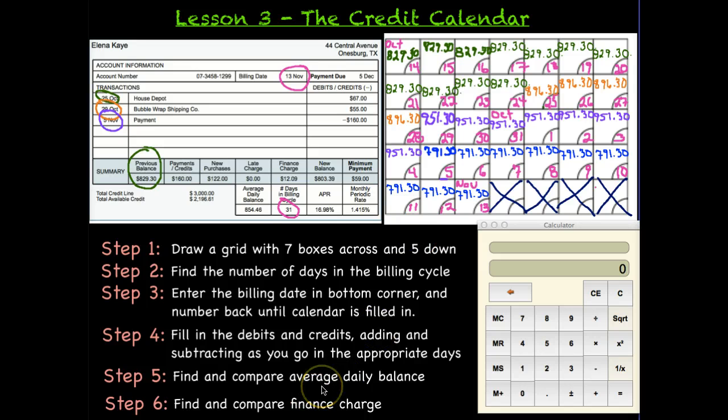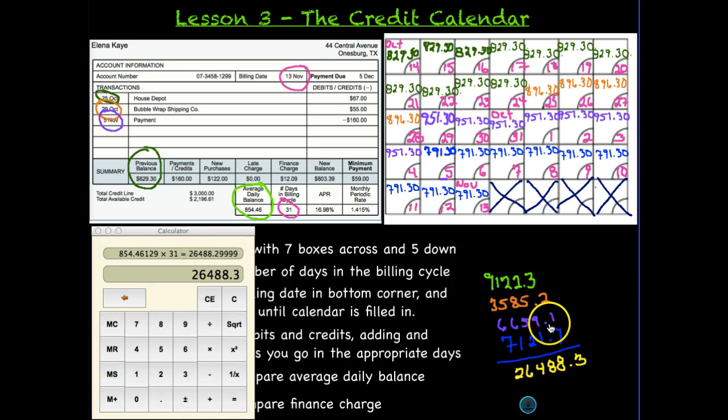Now, step 5, all I have to do is find and compare the average daily balance to the average daily balance here on the credit card statement. And if you notice here on the credit card statement, they're saying it's $854.46. Let's see if we get that. So one way I can do this is just to take each day and add up to 31 entries over and over. Or I could multiply however many days I have at 829 times 829 and however many days I have at 896 times 896 and so on and so forth. So I'm going to go ahead and add these up in my calculator right now.